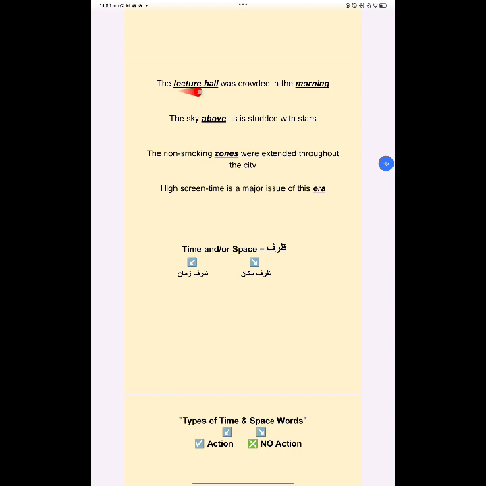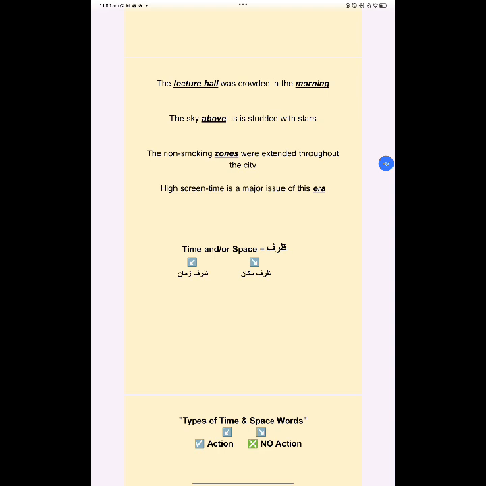The word lecture hall tells us the place of where an action happens. Okay, the action of teaching happens in a lecture hall, right? So the lecture hall was crowded in the morning, and the word morning tells us that it is the time. Okay, so if we have got time here and we have got space or place here, since these two words tell us about the time and space of any action that happens over there in that time or place, they're going to be called as zarf. All right.